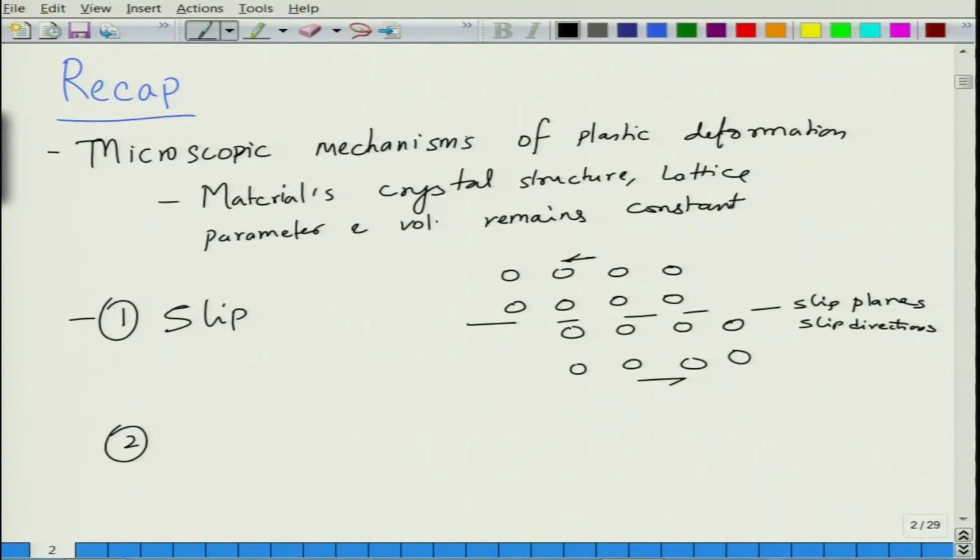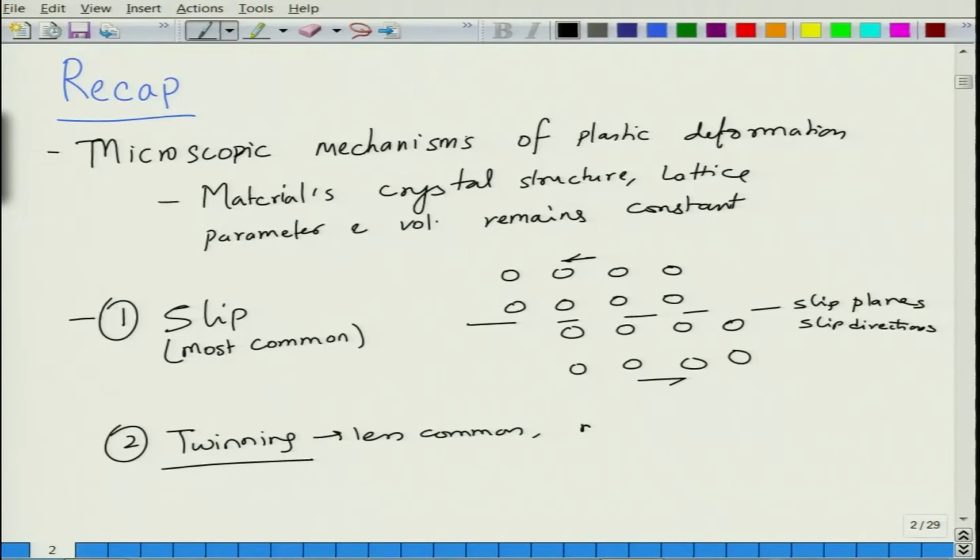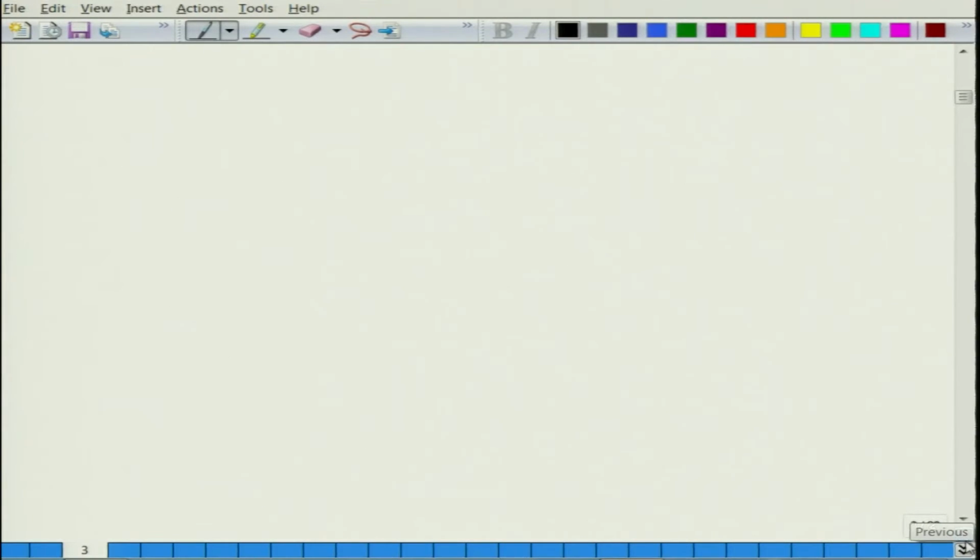The second phenomenon is less common, so slip is the most common. The second is twinning, twin related deformation, which is basically formation of twins and deformation caused by it, but generally this is less common, and mostly it happens at low temperature when slip systems are not active. In this course we will mostly discuss slip, we will not talk about twins as such. So, let us see what slip is.